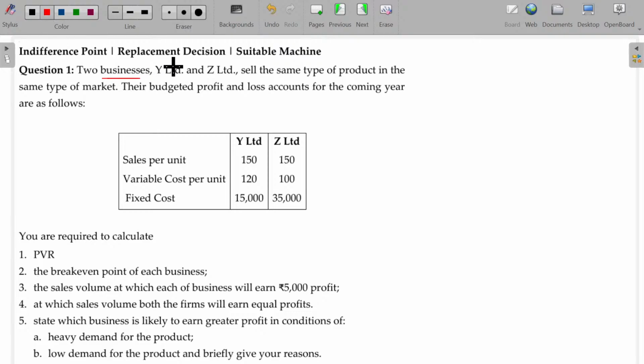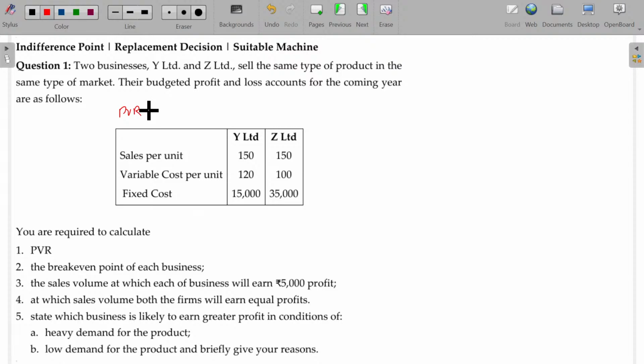Two businesses, Y Limited and Z Limited, sell the same type of product in the same type of market. Their budgeted profit and loss accounts for the coming year are as follows. Sales per unit, variable cost and fixed cost have been given. You are required to calculate the PVR. So, how will you calculate the PVR?